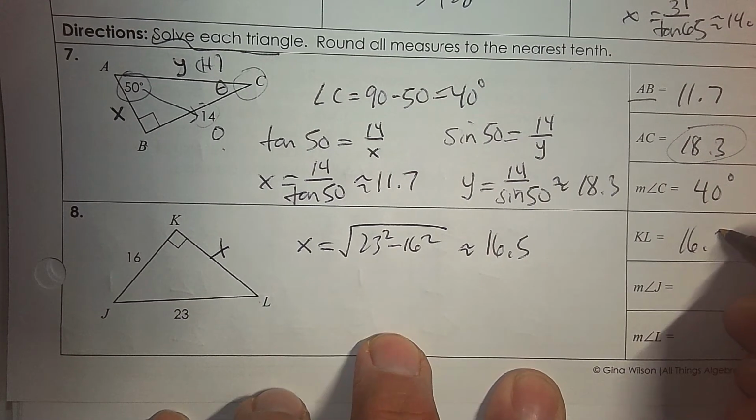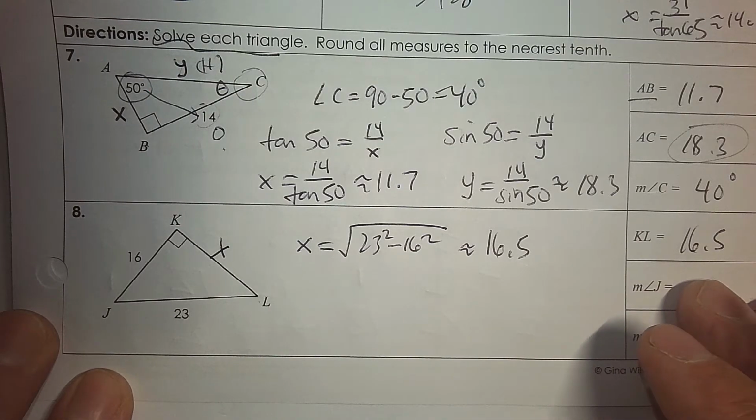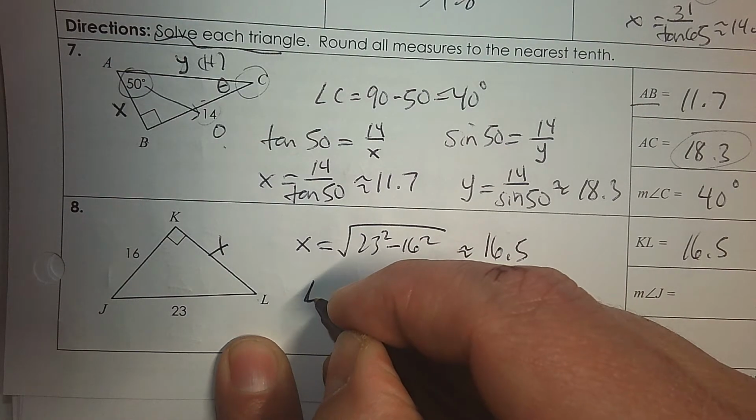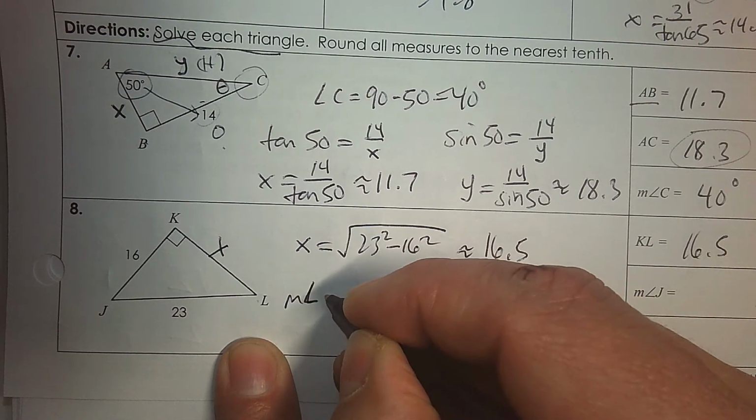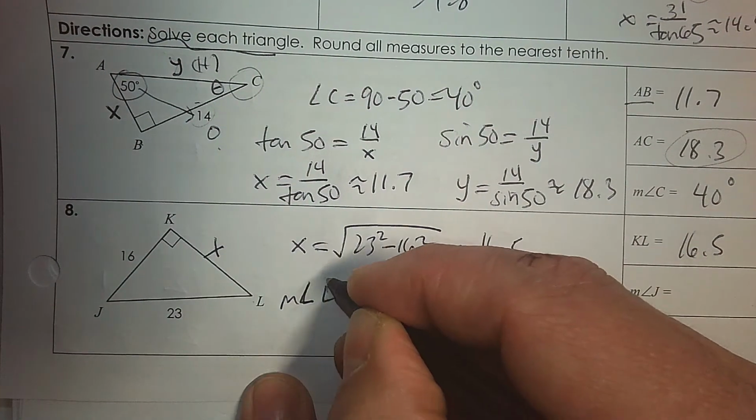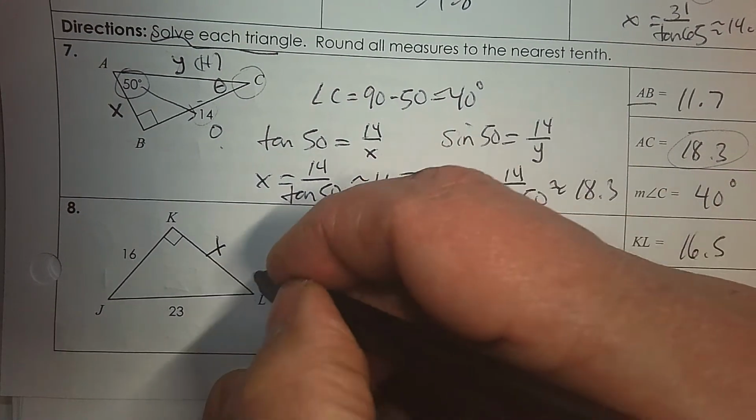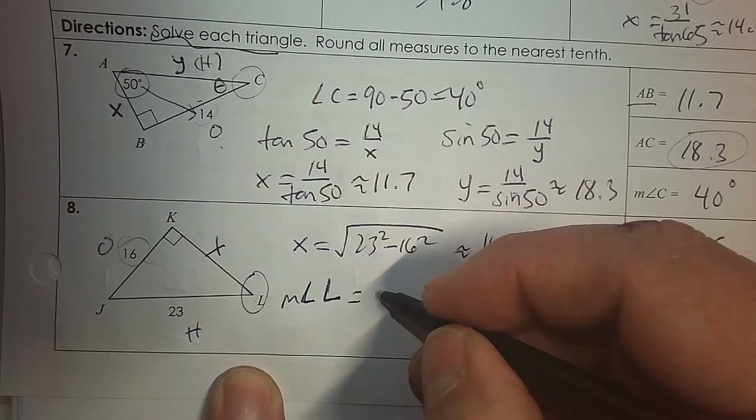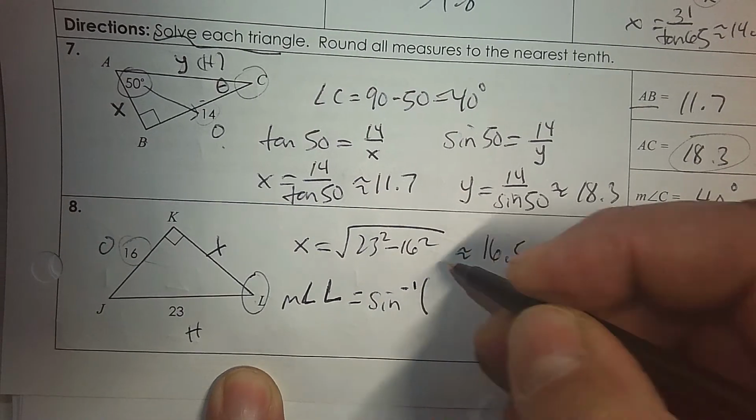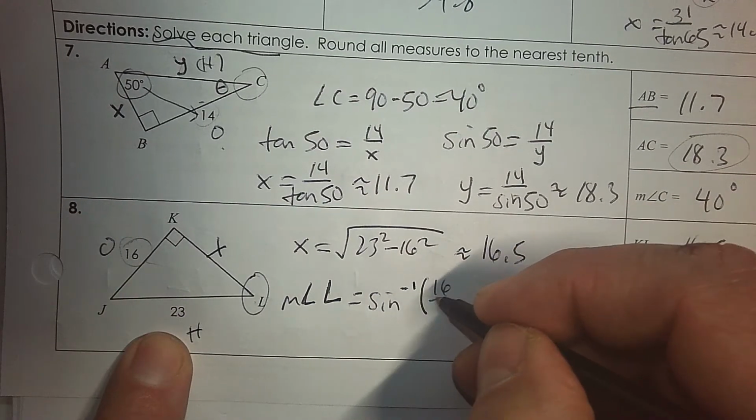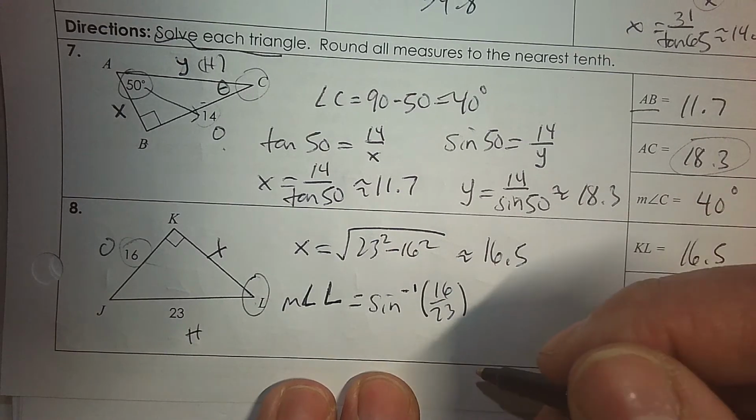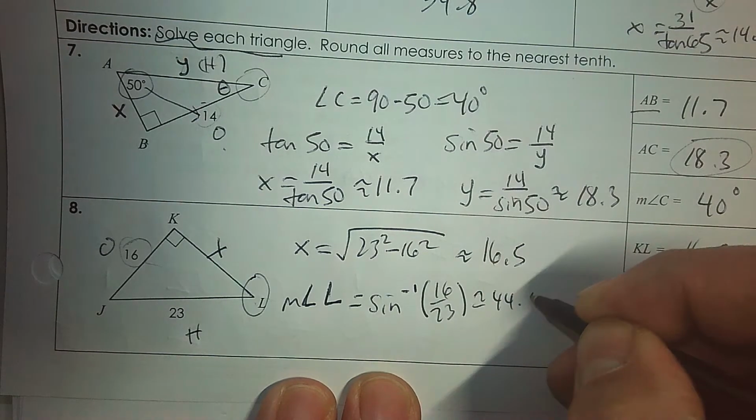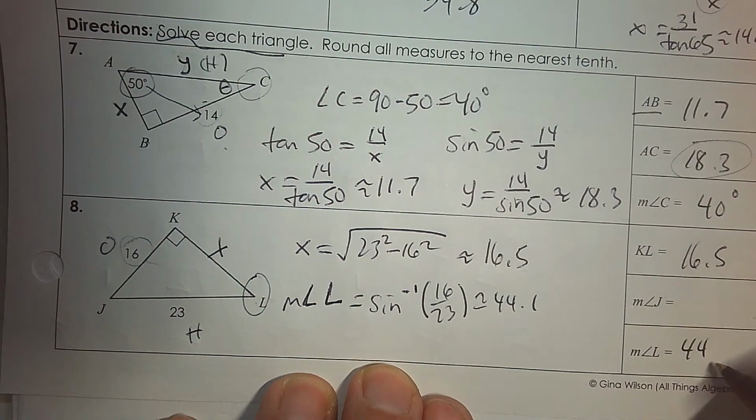To find the missing angles, though, we do need trigonometry. So if I want to find angle L, and the angle and the L kind of look similar, don't they? Anyways, if I want to find this angle here, recognize opposite and hypotenuse. That's sine. And to find a missing angle, use the inverse sine of 16 over 23. Use your calculator, and you would get 44.1. So that's angle L, 44.1.